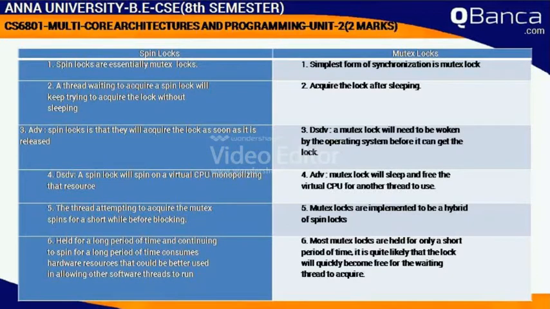Spin lock. Advantages. A spin lock will acquire the lock as soon as it is released. Mutex lock. Disadvantages. A mutex lock will need to be woken by the operating system before it can get the lock. Spin lock. Disadvantages. A spin lock will spin on a virtual CPU, monopolizing that resource. Mutex lock. Advantages. A mutex lock will sleep and free the virtual CPU for another thread to use.